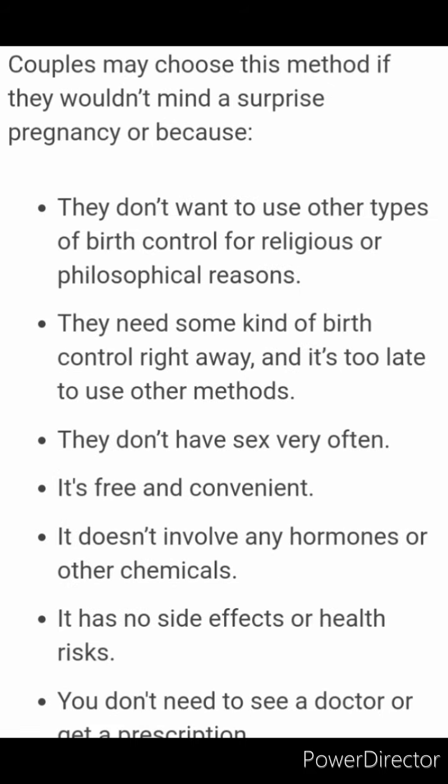The advantage of this is for people who don't want to use other types of birth control for religious or philosophical reasons, who need some kind of birth control right away and it's too late to use other methods, or who don't have sex very often. It's free and convenient. It doesn't involve any hormones or other chemicals, and it has no side effects or health risks, and you don't need to see a doctor or get a prescription.